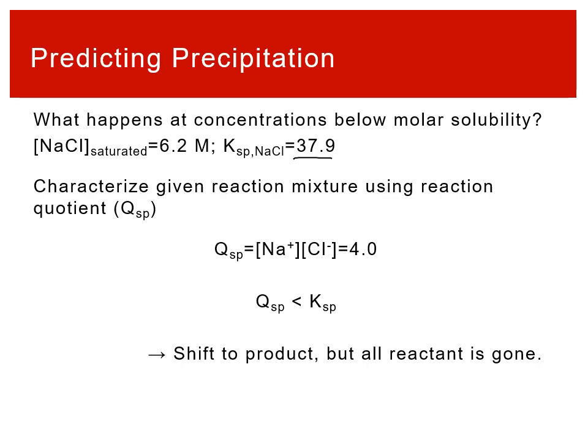But all of my reactant is gone. My reactant being the solid sodium chloride. I put in the 2.0 molar of the solid sodium chloride. It all dissolved. It just can't shift anymore. The system wants to shift to product, and it is impossible to do that because there's no more reactant.